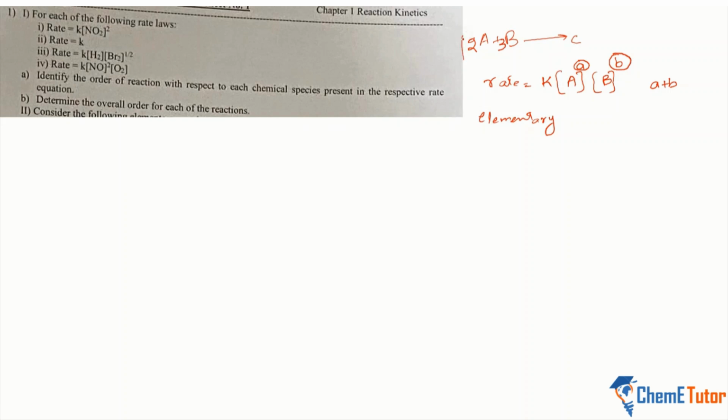For example, if this is the reaction and your teacher says that it is an elementary reaction and asks you to write its rate, you will write rate is equal to k A to the power 2 and B to the power 3. This is the only case when your teacher mentions that the reaction is elementary. So we will solve this first question one by one.